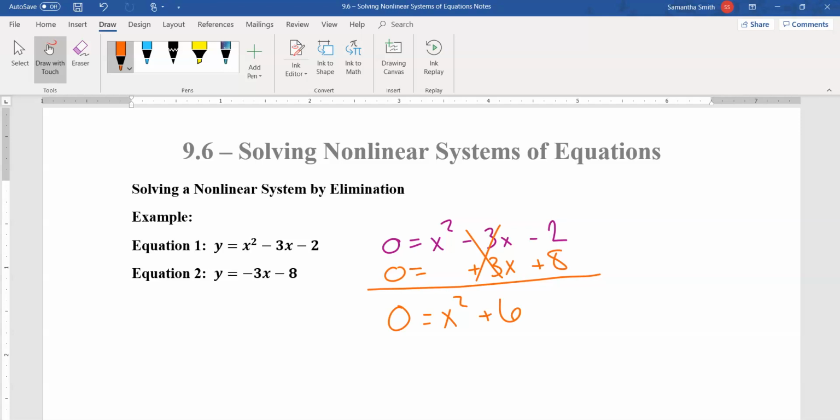All right, so now I need to solve for x. So I'm going to subtract 6 from both sides because I need to isolate my x. I'm left with negative 6 equals x squared. So I now need to get my x alone, so I take the square root.